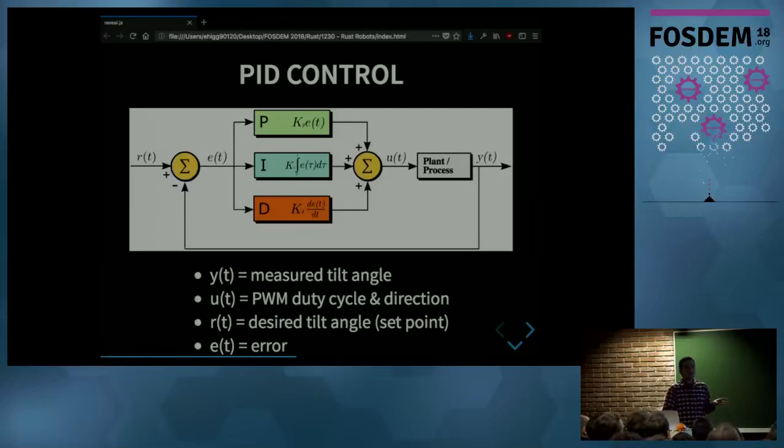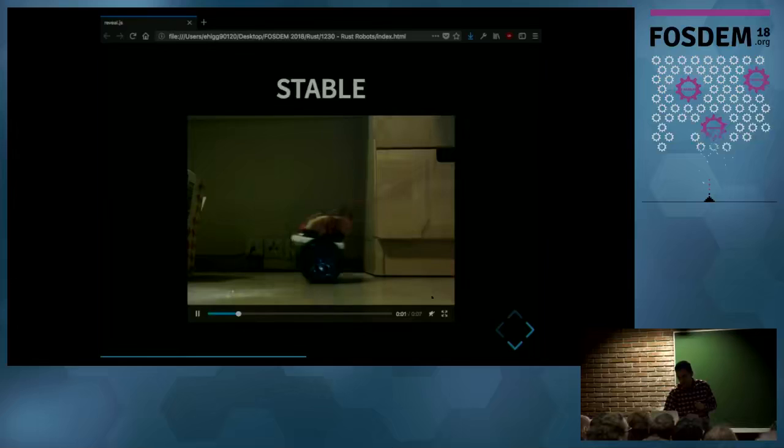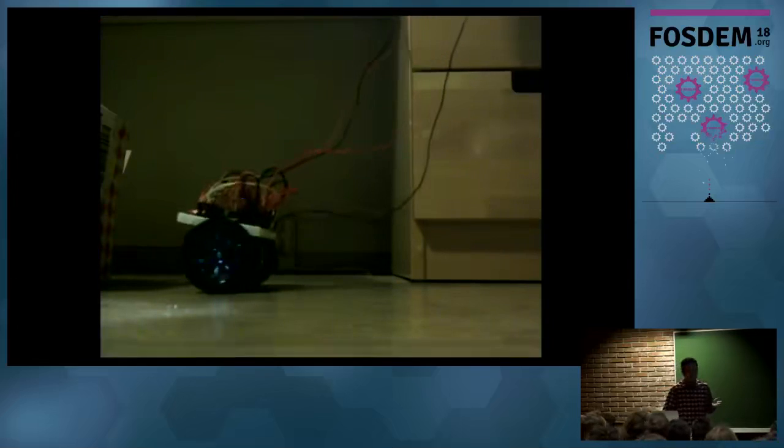Everything here is going to be computed at runtime except for the PID gains that have been selected before running the PID controller. So if we pick the right gains for the PID controller, then we get something like this. We get a stable system. The robot no longer falls.